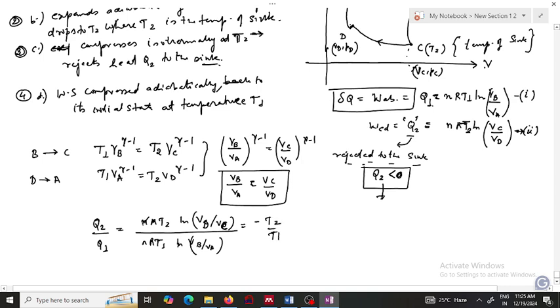Because this nR cancels, and I know that VC by VD is equal to VB by VA, so I write it as VC by VD with a negative sign, so it will be minus T2 by T1. So Q2 by Q1, or rather I should write in modulus, so |Q2 by Q1| should be equal to T2 by T1.